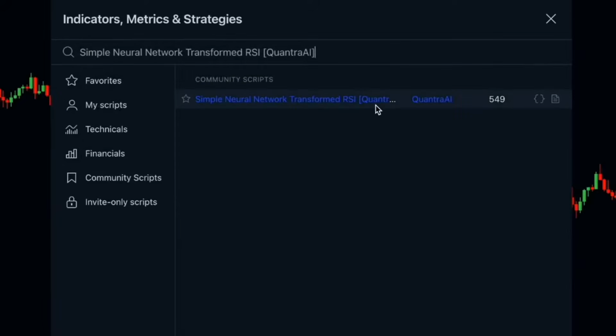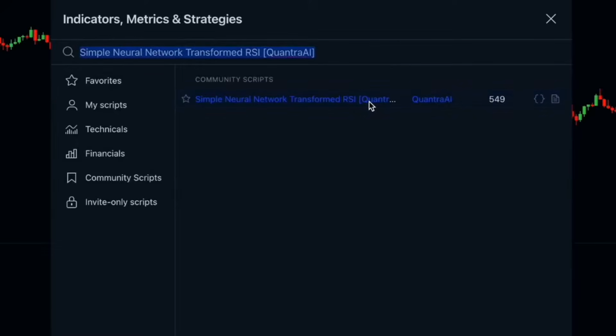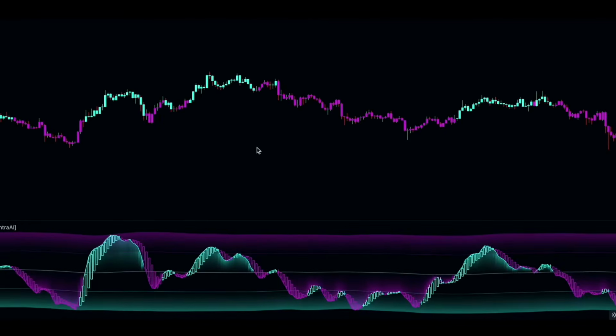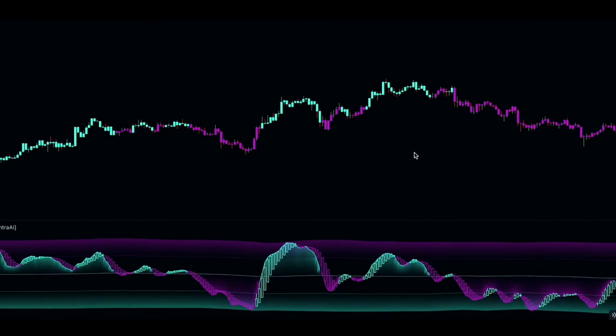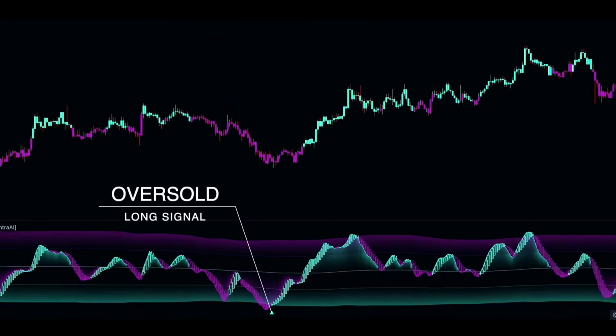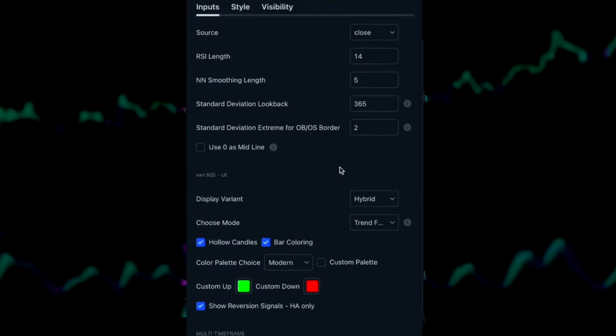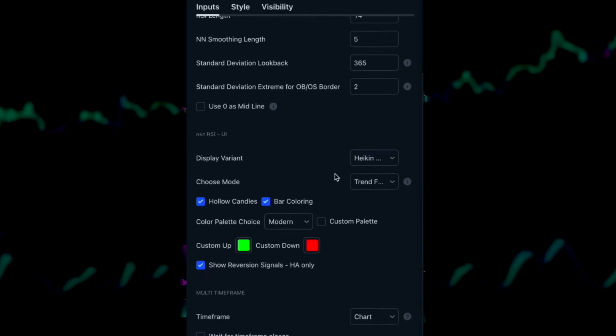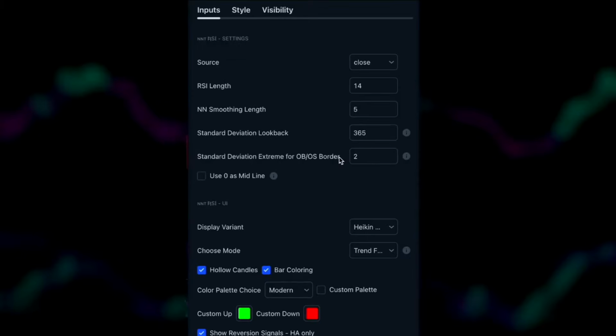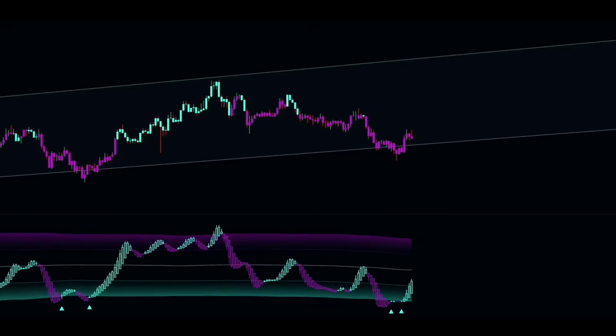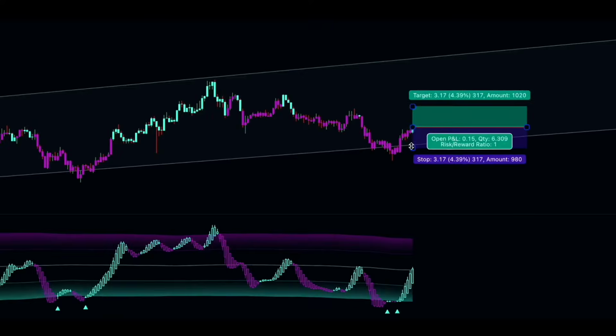Moving on to the simple neural network transformed RSI by Quantra Systems. This indicator is a game changer for those trading in shorter time frames. It uses a neural network to smooth out RSI readings, making it more resistant to market noise and providing clearer signals for quick market movements. It's especially effective for scalping in cryptocurrencies and forex. To get the most out of this indicator, play around with the settings, focusing on the NNT smoothing length and standard deviation extremes. Combining this with trend-following indicators can enhance its effectiveness.